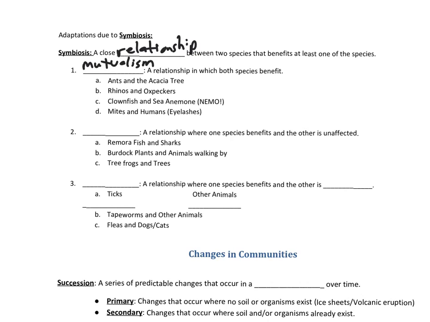Another kind of a symbiotic relationship is called commensalism.